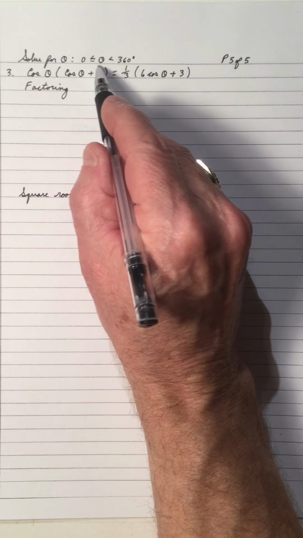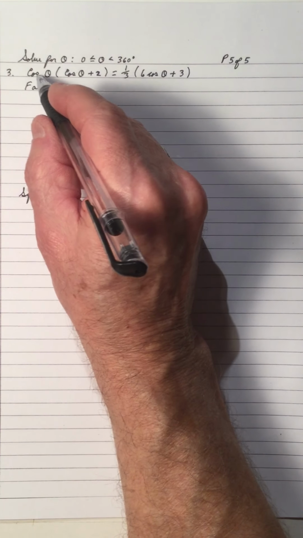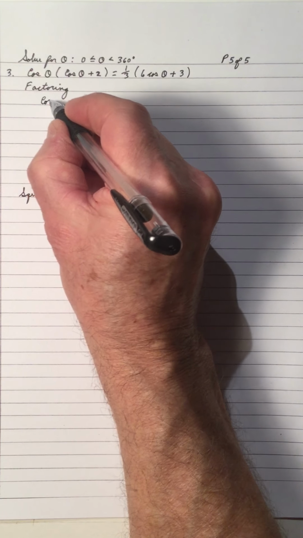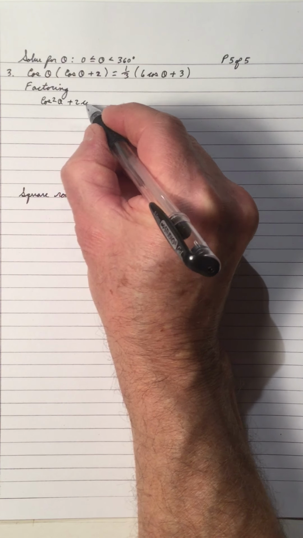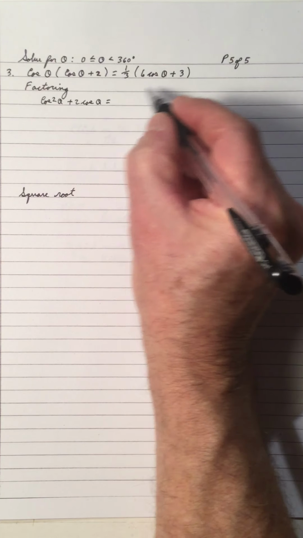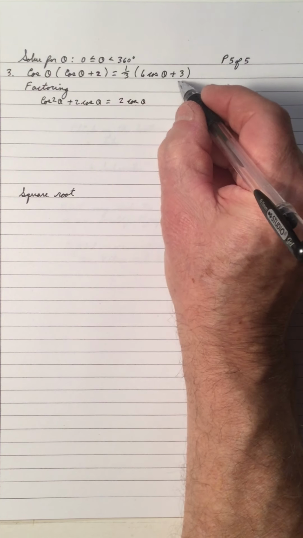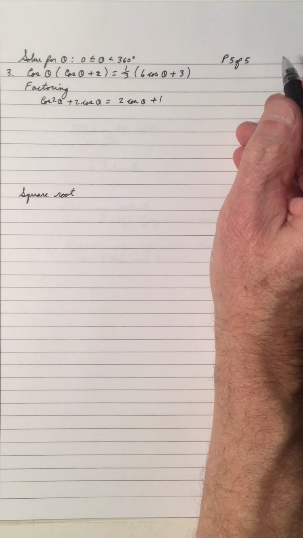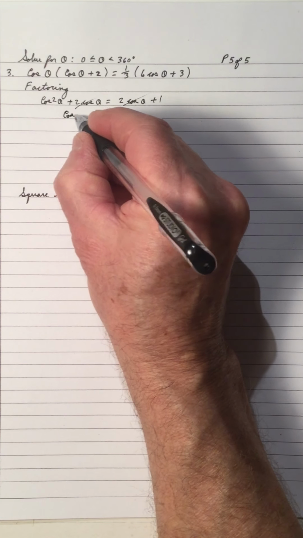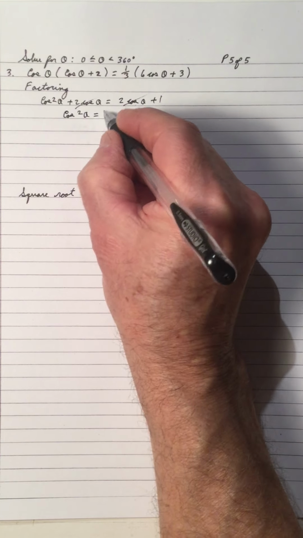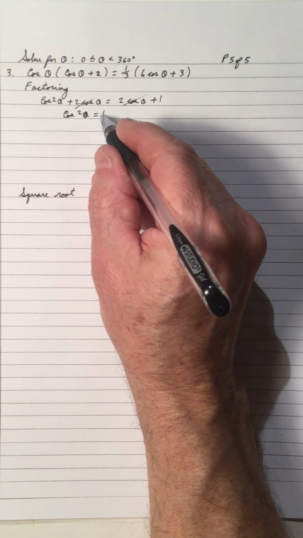Solve for theta, 0 is less than or equal to theta less than 360. We have this equation with brackets, so we'll multiply. Cos times cos is cos squared theta. Cos theta times 2 is 2 cos theta, equals 1/3 of 6 is 2 cos theta, and 1/3 of 3 is 1. You notice that 2 cos theta is on both sides, so we can cancel them out. So we get cos squared theta is equal to 1.